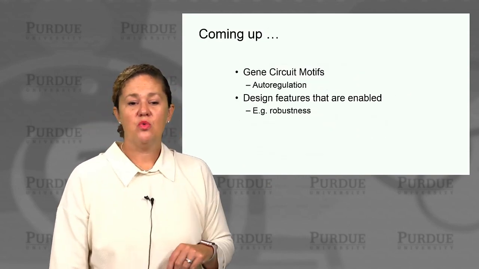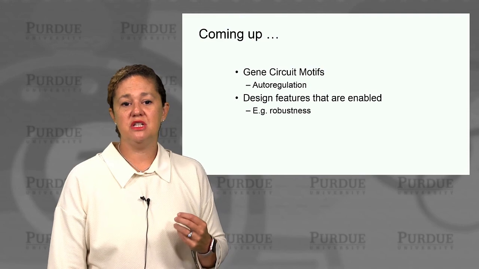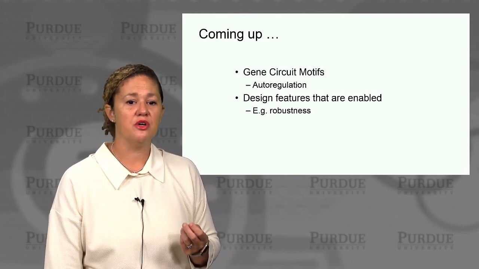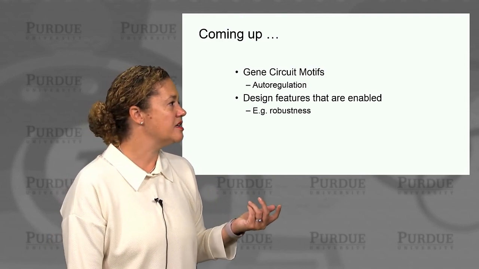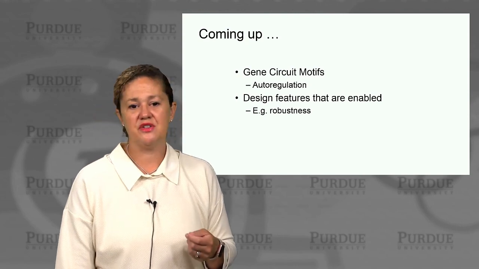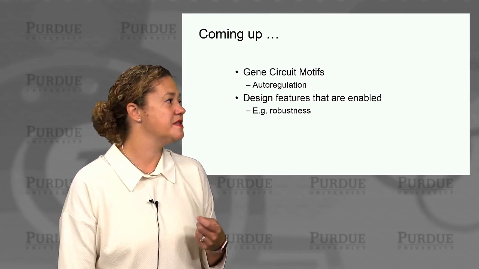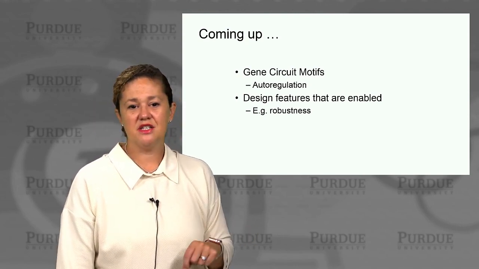Okay, coming up, we're going to start moving into some gene circuit motifs, starting with autoregulation, and importantly, starting to look at some of the design features that are enabled by these motifs, such as robustness.